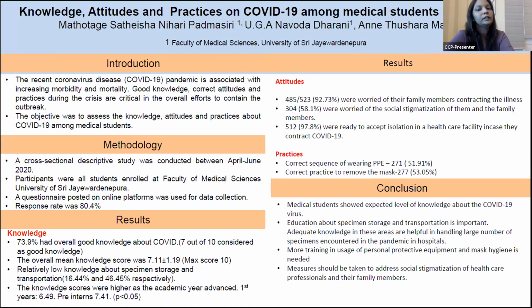If I move on to the attitudes, 92.73% of our population were worried about their family members contracting the illness, and 58.1% were worried about the social stigmatization of themselves as well as their family members, imposed by society. Also, 97.8% of the medical students were ready to accept isolation in a healthcare facility in case they contract COVID-19.